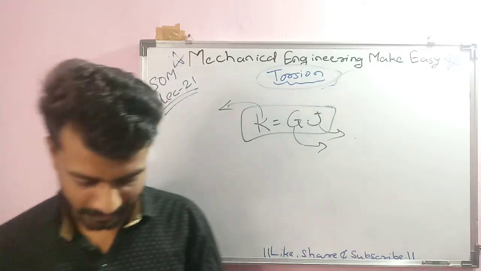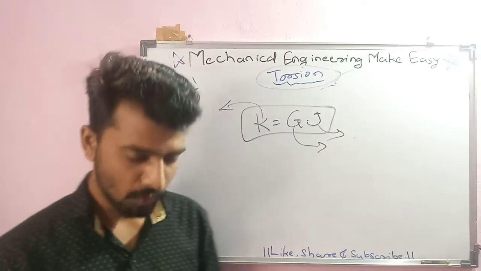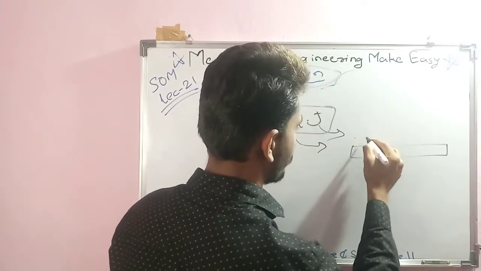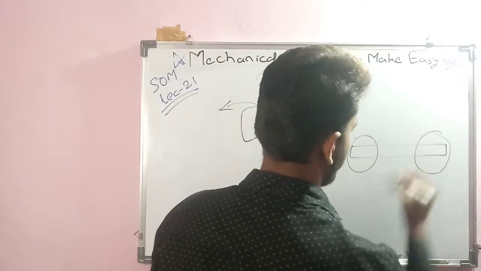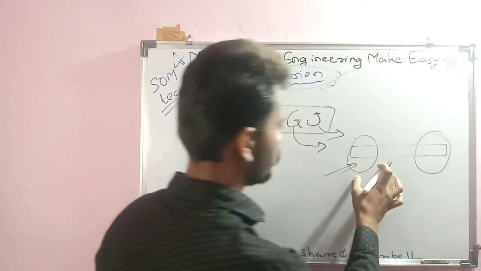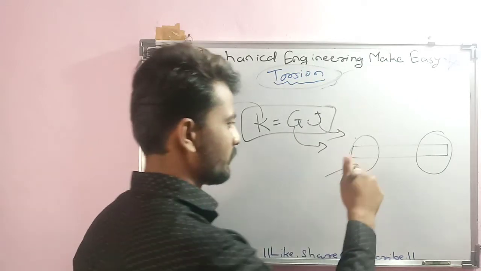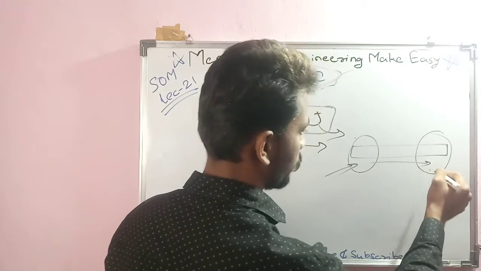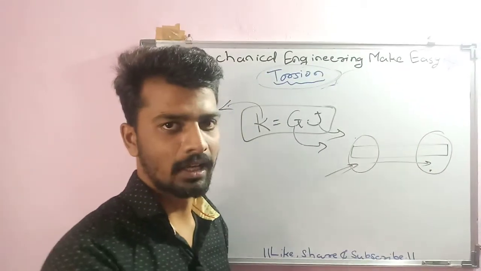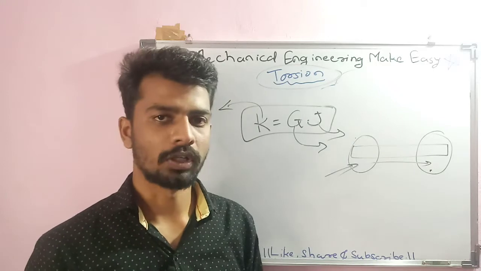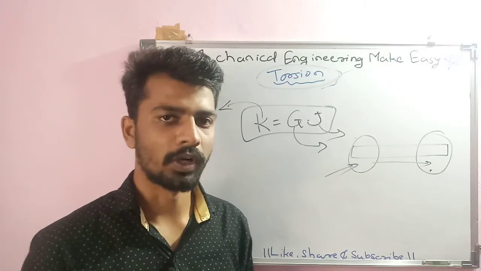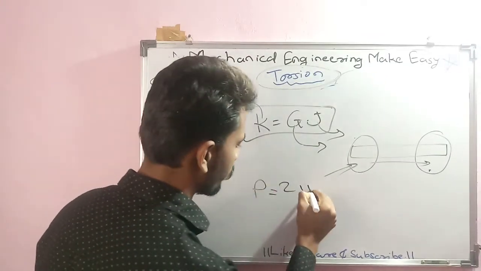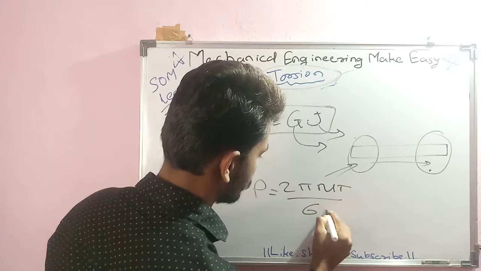Then we will move towards the next, and next is nothing but power transmitted by shaft. If there is any shaft, and we are supplying power, for example here is one pulley and here is one pulley. We supply power to this pulley. So ultimately we will supply some torque to this pulley, and that torque will be transmitted here, and this is the output pulley. So here there will be some torque, and ultimately from torque we will get some power. So how can we calculate the power from that torque? That power is equal to 2 pi N T upon 60.